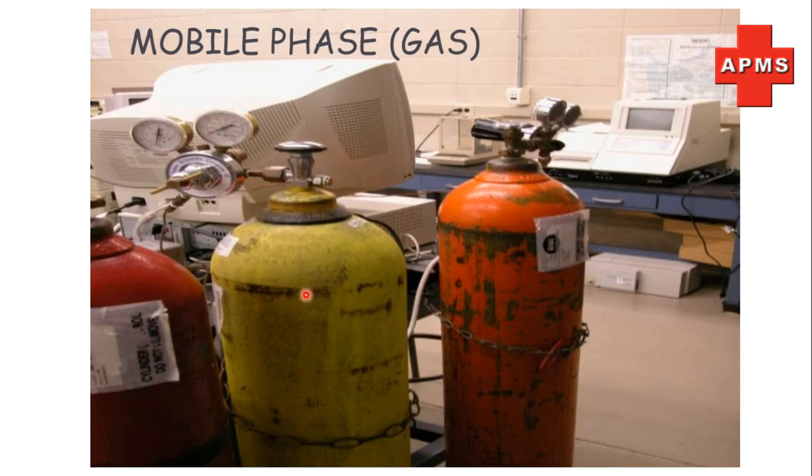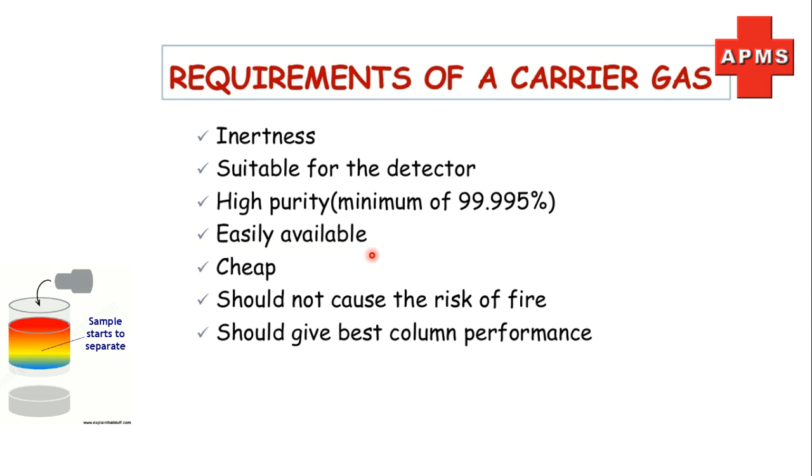This is the mobile phase. What is the mobile phase? Actually, cylinders which are filled with either nitrogen, hydrogen, argon or helium, these types of carrier gases, will be used, and these cylinders are directly attached to the instrument assembly.